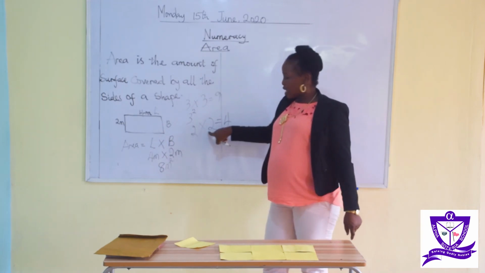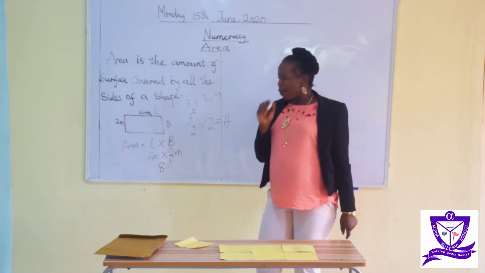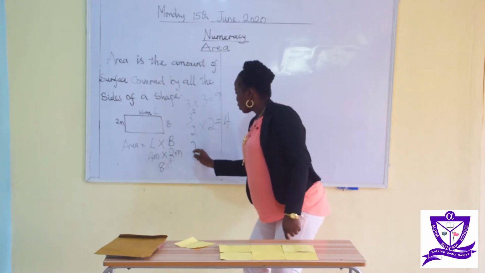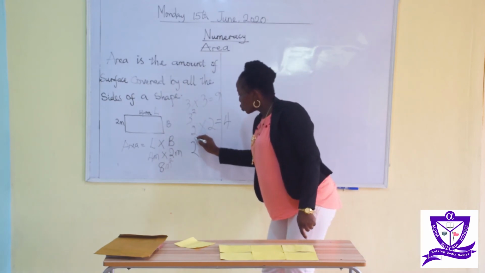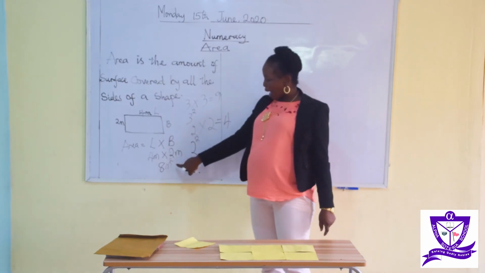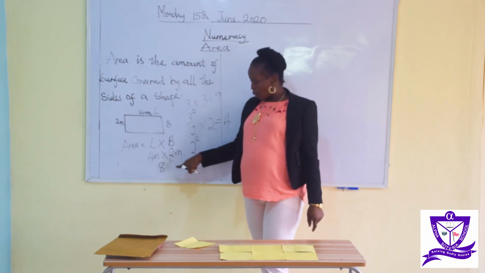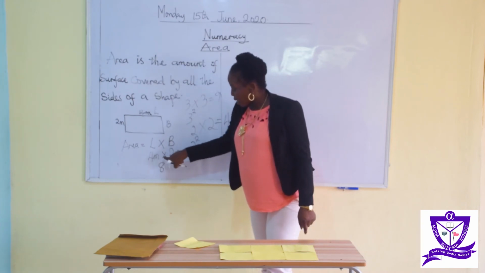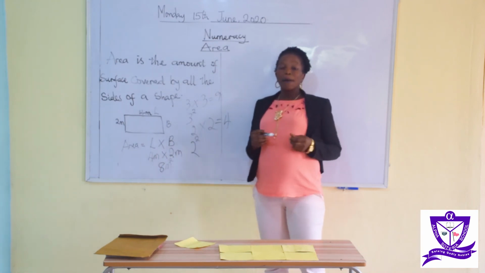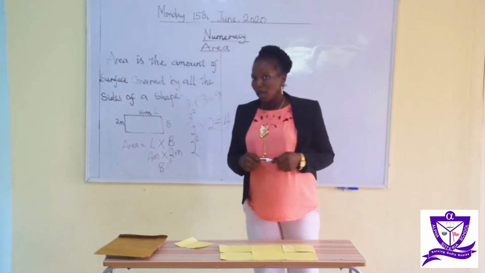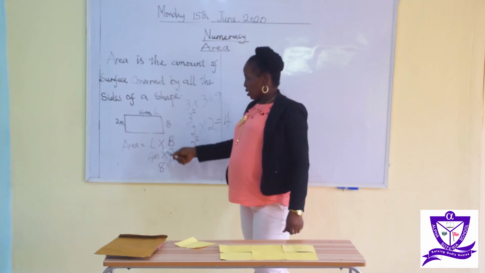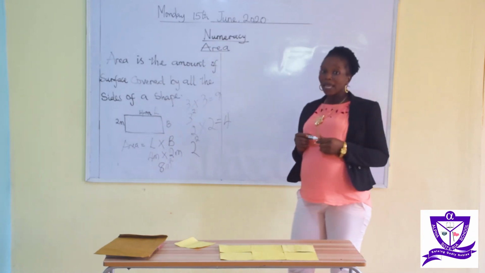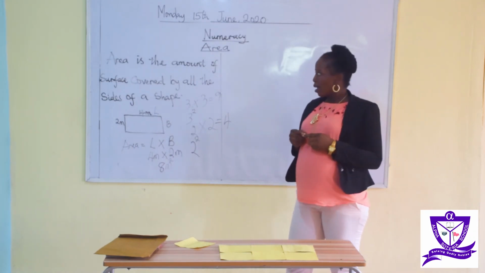How many times is 2 appearing? 2 is appearing twice. 1, 2. It's appearing 2 times. So that is why we have meter square, because the meters is appearing 2 times. Don't forget, the area of a rectangle is length multiplied by breadth. You get your area.